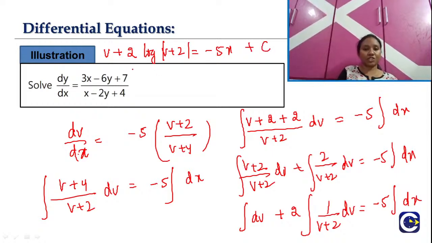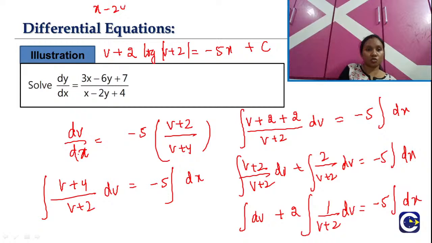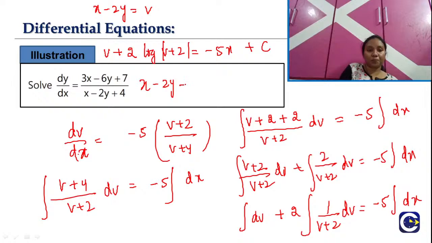So now the solution of this differential equation in terms of v is nothing but log of v plus 2 is equal to minus 5x plus c. But in place of v, we have substituted x minus 2y is equal to v. So that's what we have substituted. So let's substitute it back here. That means x minus 2y plus 2 log of v plus 2 is equal to minus 5x plus constant c.